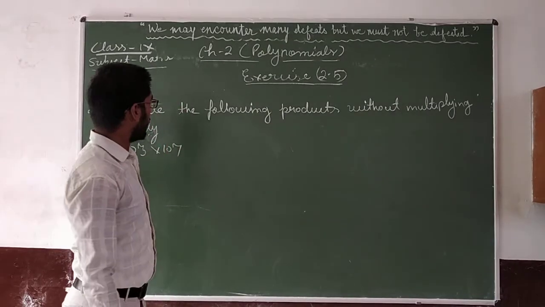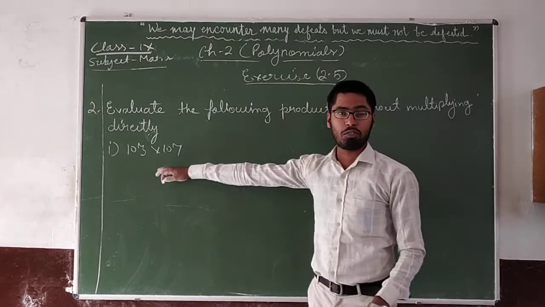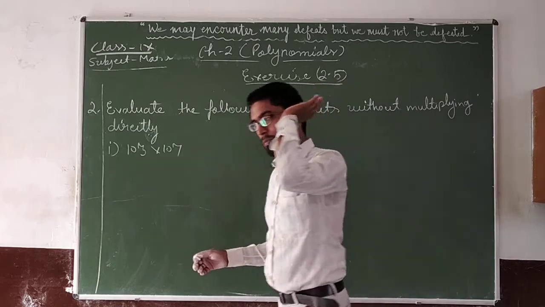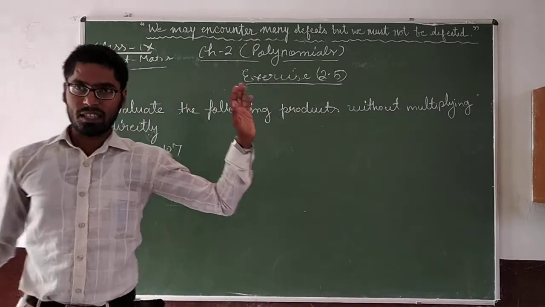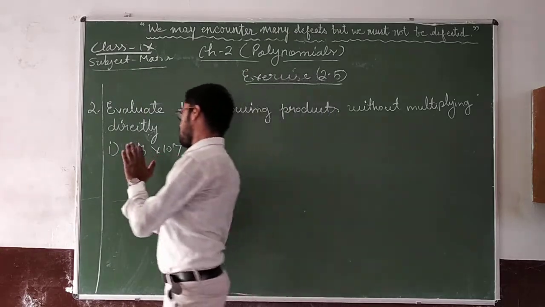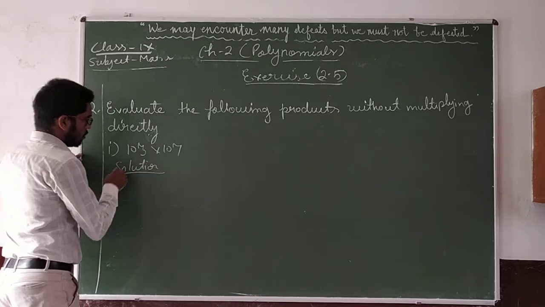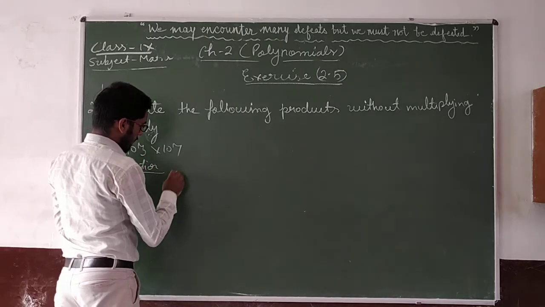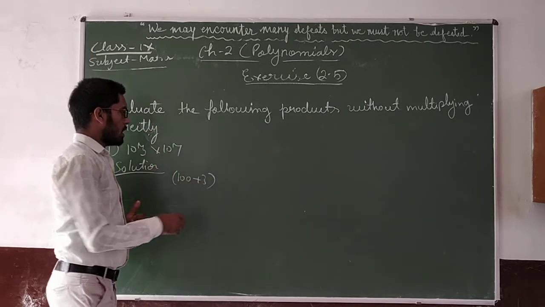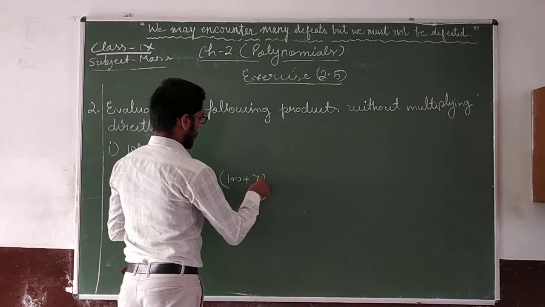Next question number 2. Evaluate the following products without multiplying directly. You will not multiply that way, as you have learned the process in your childhood classes. Okay. So here you will use your suitable identity. So here, what can you write? You can write 103 as 100 plus 3, and 107 can be written 100 plus 7.